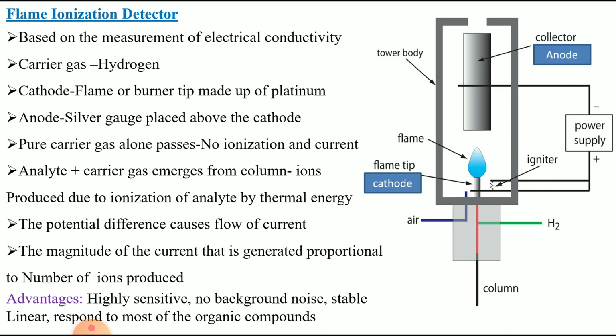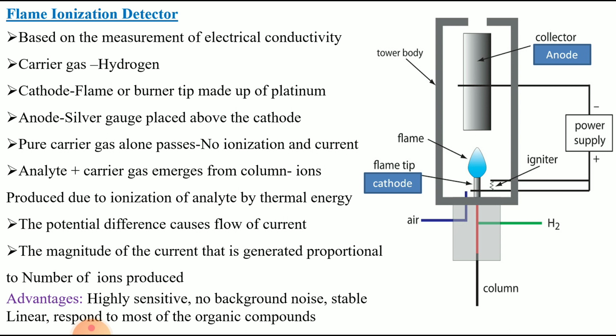In this flame ionization detector, cathode and anode will be there. The cathode is nothing but a burner or a flame. It is made up of platinum. Above the cathode, one silver gauze wire is present. It acts as the anode. And here we have the inlet for air and fuel and the inlet for column effluents.